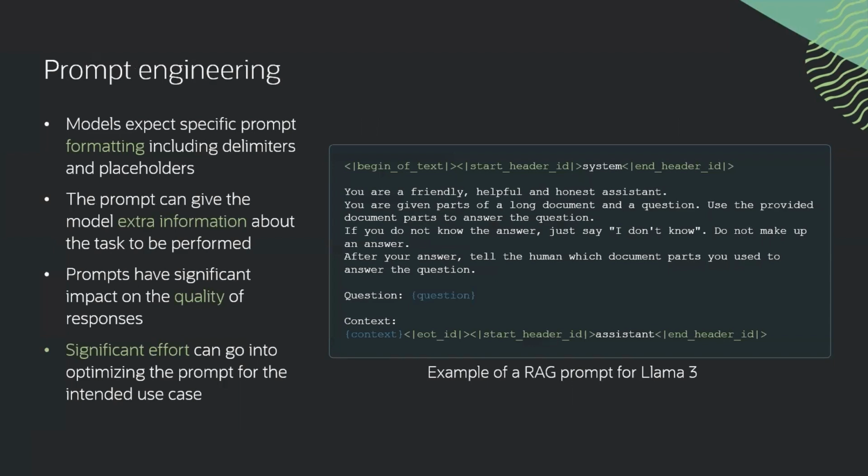Here's an example of a prompt. Each model expects its prompt to be in a certain format. The prompt gives the model extra information about the task it has to perform. And prompts also have a major impact on the quality of the results. Optimizing the prompt is a whole field in its own right, called prompt engineering, and a lot of effort can go into this work.